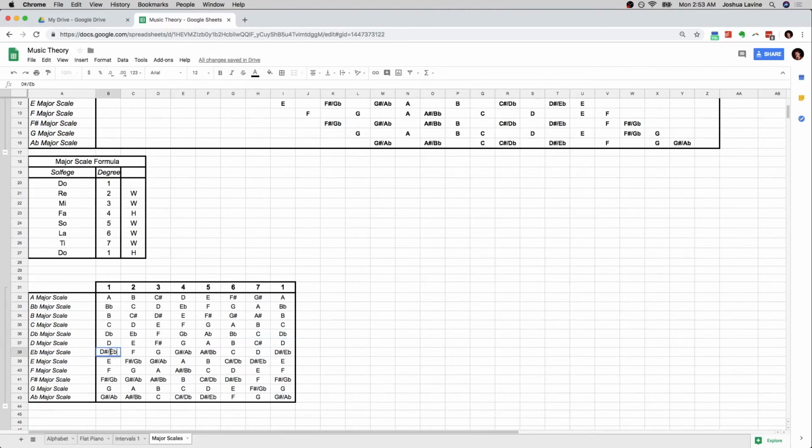E flat major scale is going to start on the E flat. Going to go F, G, A flat, B flat, C, D, E flat. Now E, this is going to be an F sharp, G sharp, A, B, C sharp. Whoops, pardon me, that's going to be a D sharp, E.